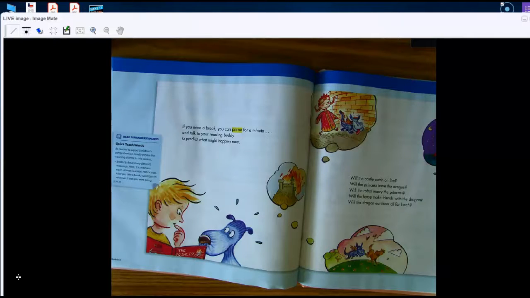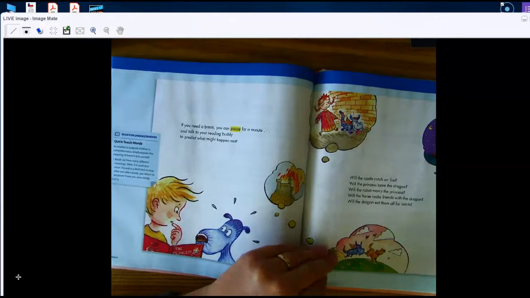And talk to your reading buddy to predict what might happen next. Will the castle catch on fire? Will the princess tame the dragon? Will the robot marry the princess? Will the horse make friends with the dragon? Will the dragon eat them all for lunch?